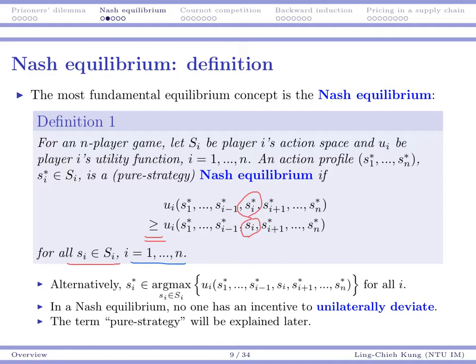But anyway, the intuition is, if we say an action profile is a Nash equilibrium, then no player has an incentive to unilaterally deviate. This term just means to deviate when no other players deviate. We will see examples. Here you see a term, pure strategy. We'll talk about it later.